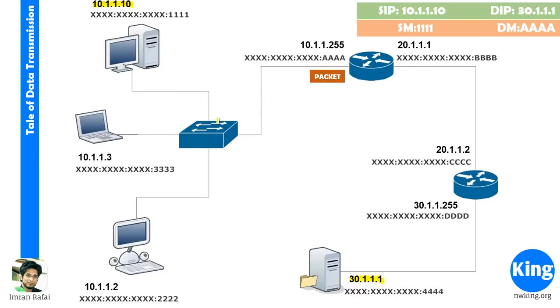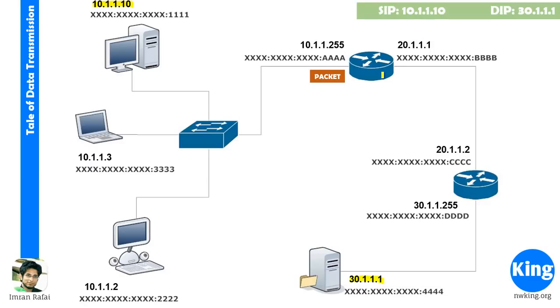Now the router gets that information, and the router, as you know, works on layer 3, right? So the minute it gets that packet, it strips down layer 2 and looks at layer 3. It says the layer 3 destination IP address for this packet is 30.1.1.1, but it looks at both its interfaces, and it sees that 30.1.1.1 is not connected to itself. Then it looks at the routing table.